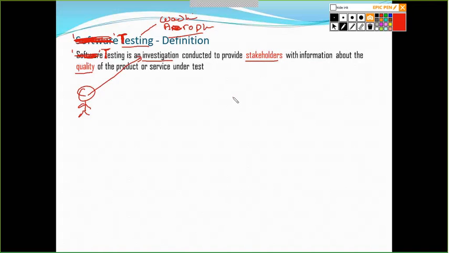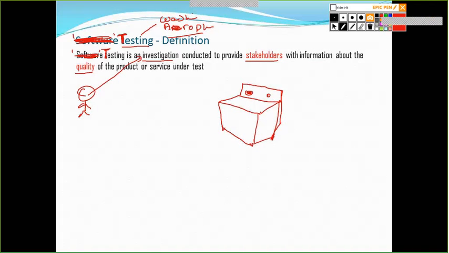Now, let's take a simple example of a washing machine. I'm not an artist, so bear with my drawing. Since I have a top load, I am drawing a top load. Now consider this as a washing machine. I'm the owner of this company who designed this washing machine. Now I want a person to test the washing machine.